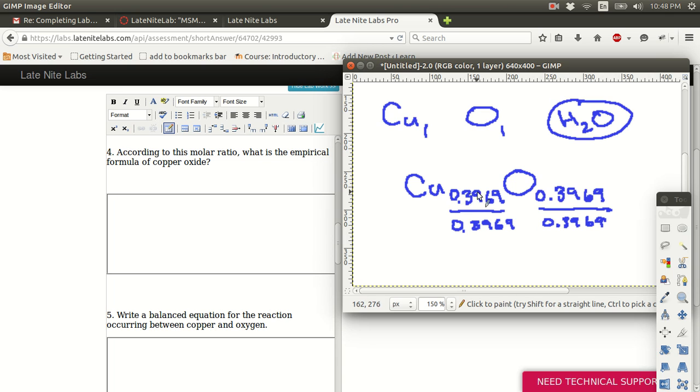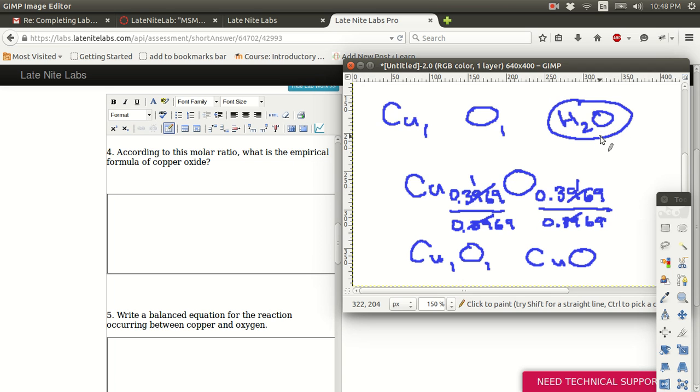So I have divided by the lowest number. Well, they're the same number, so it is its own lowest number. So this becomes 1, and this becomes 1, and the formula is copper 1, oxide 1. When the mole ratios are 1, you can just write CuO. You don't have to write the 1. If you just write the chemical symbol of the elements, everyone knows that you mean one of them if you haven't written some other number, as done in H2O. There's 2 H's and 1 oxygen.